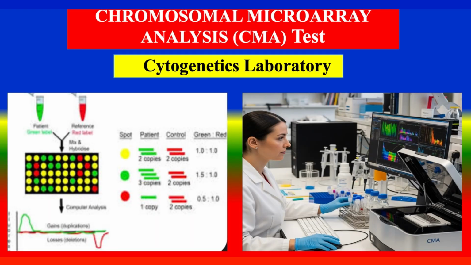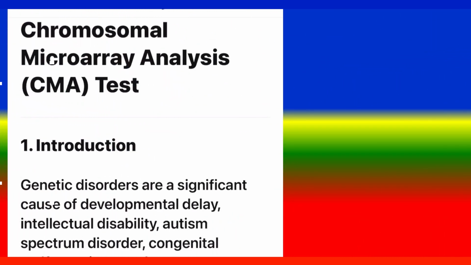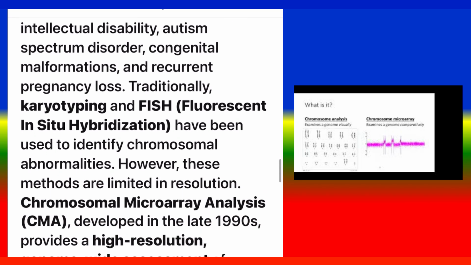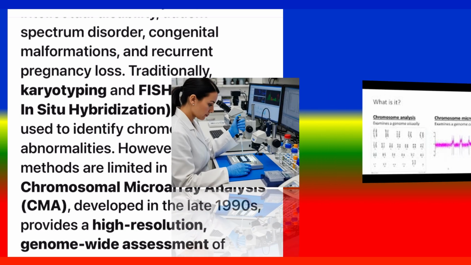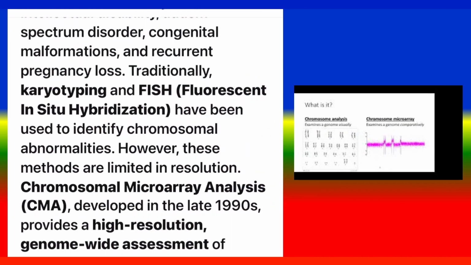Exam-ready version of the Chromosomal Microarray Analysis, CMA, test. 1. Introduction. Genetic disorders are a significant cause of developmental delay, intellectual disability, autism spectrum disorder, congenital malformations, and recurrent pregnancy loss. Traditionally, karyotyping and FISH, fluorescent in situ hybridization, have been used to identify chromosomal abnormalities. However, these methods are limited in resolution.